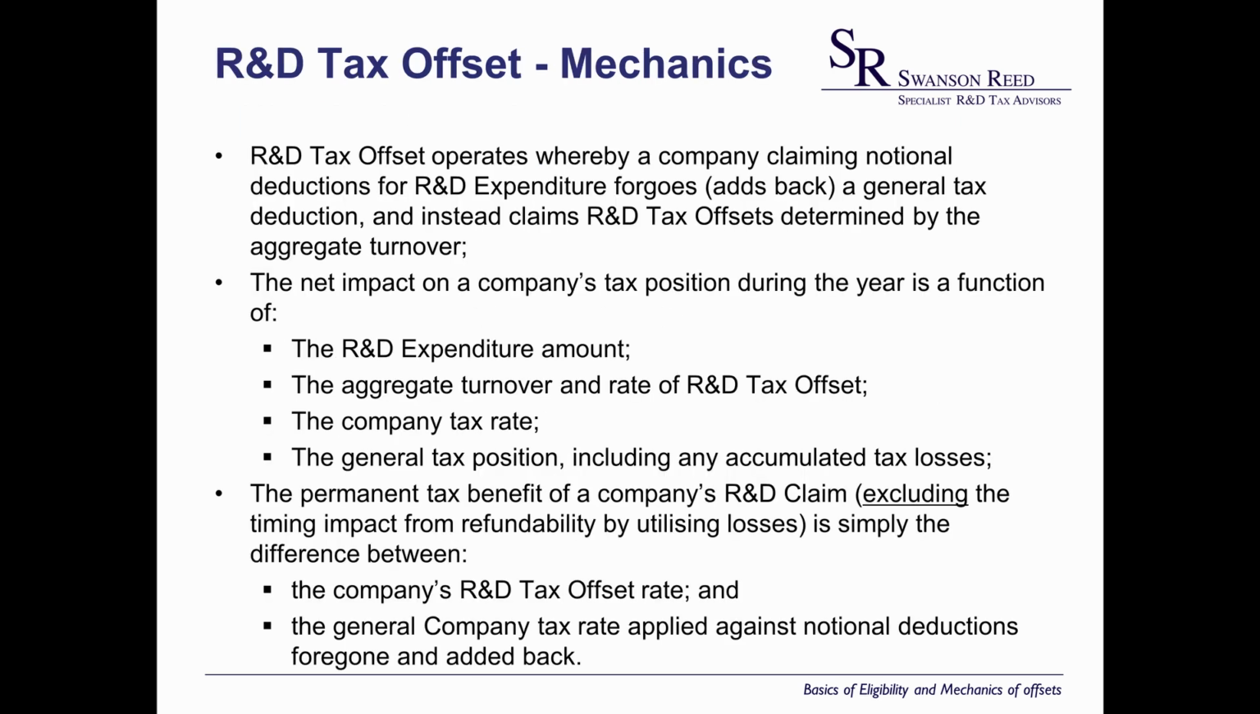The R&D tax offset operates whereby a company claiming notional deductions for R&D expenditure forgoes a general deduction for R&D expenditure and instead claims the R&D tax offset determined by the aggregated turnover. The net impact on a company's tax position during the year is a function of the R&D expenditure amount, the aggregated turnover and rate of R&D tax offset, the company tax rate, and the general tax position, including any accumulated tax losses. The permanent tax benefit of a company's R&D claim is simply the difference between the company's R&D tax offset rate and the general company tax rate applied against notional deductions forgone and added back.